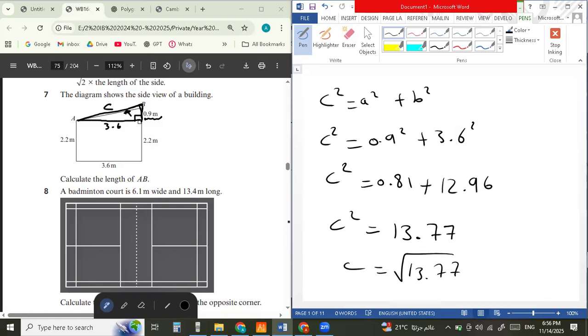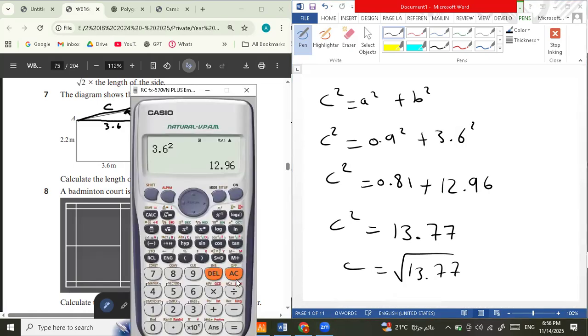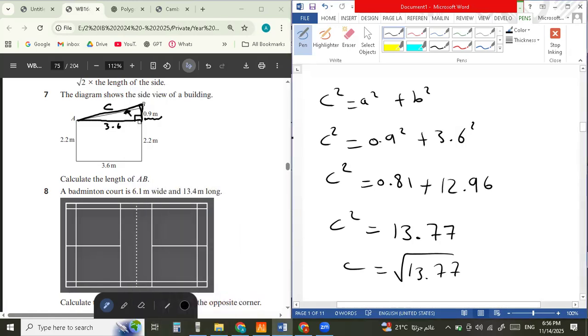So C equals the square root of 13.77. You can calculate it and round your answer to one decimal place like the rest of the sides. The root of 13.77 equals 3.7, rounded to one decimal place.